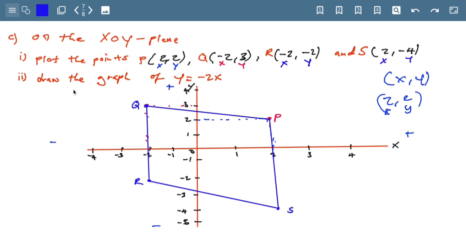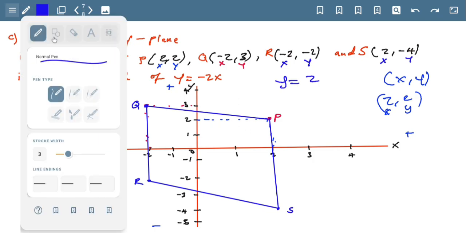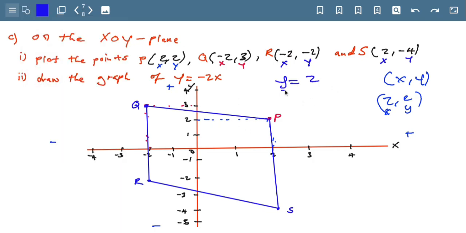Alright. Then the last one is saying draw the graph of y equals negative 2x. So let me start with this one. Sometimes they can say draw the graph y equals 2. So how can you draw that one? Since this one is y, you just need to come at positive 2 on the y-axis, and then you draw a line like this passing through 2, and then you name it as y equals 2.